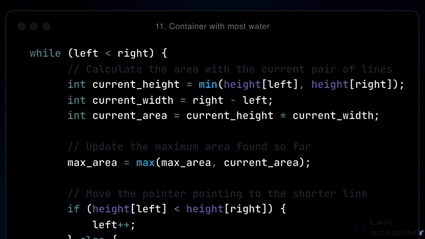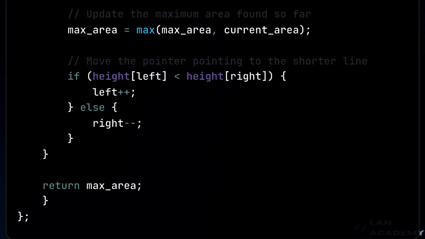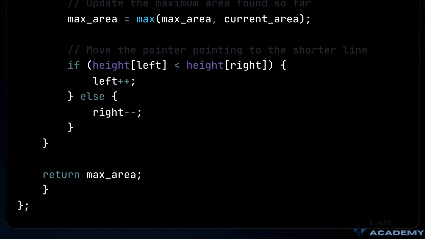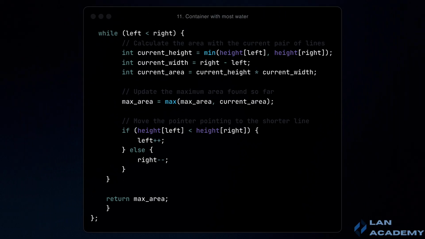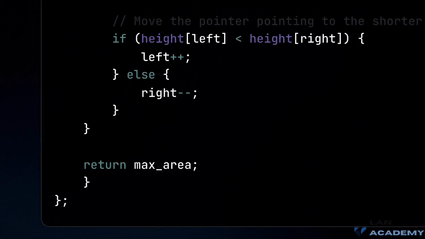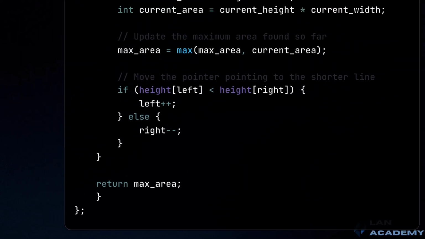To find the best possible solution, I need to adjust the pointers strategically. Since the area is limited by the shorter line, I move the pointer that shows the shorter line inward. This is because moving the pointer of the shorter line might lead to encountering a taller line, which could potentially form a larger area. I repeat this process of calculating the area until the left and right pointers meet each other. When they meet, it means I've considered all possible pairs of lines and max area holds the final answer. Finally, I return my answer.